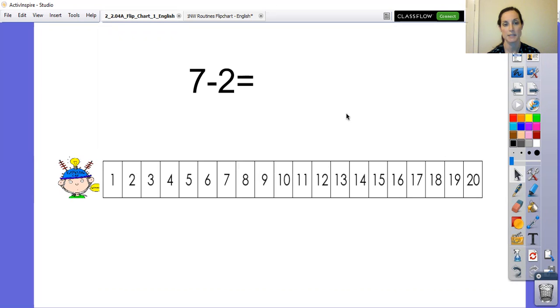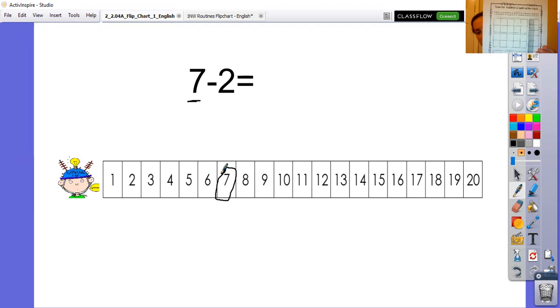So our next example is 7 minus 2. Again, I want you to write this down in your math spiral, our equation, and again, you're going to use your number path. Your first number right here, the number 7 is where we're going to begin. I'm going to find it on my number path, I'm going to circle it, and you can find it on your number path and put your finger on it.